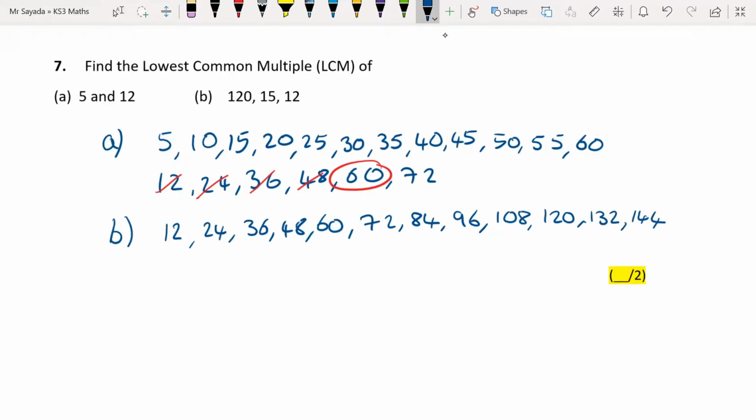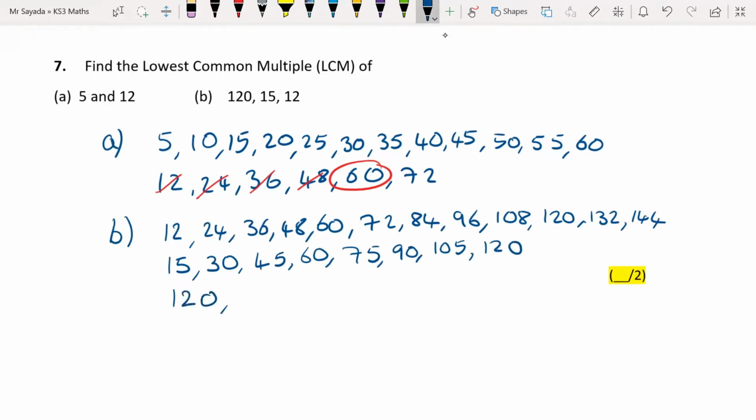Let's stop there. Let's do the 15s now. Do it together with me. 15, 30, 45, 60, 75, 90, 105, 120. Let's stop there. And finally, let's do the 120 times table.